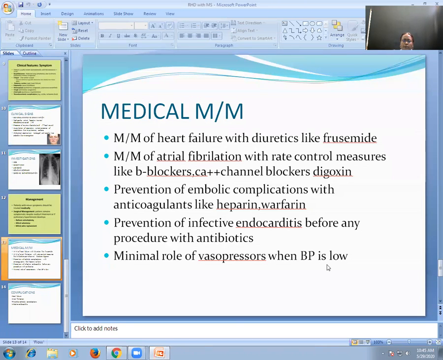And if the patient's blood pressure is low, there is very minimal role of vasopressors, because the definitive treatment is surgical. Even if you use vasopressors, there is less blood volume, or no blood volume, in the left ventricle. So how to increase the stroke volume or the cardiac output? Using vasopressors alone you cannot increase cardiac output or stroke volume of the patient. For that, you always have to do surgery. That is what I call the minimal role of vasopressors. That is the medical management of the patient.